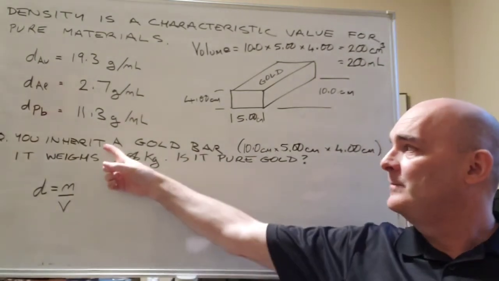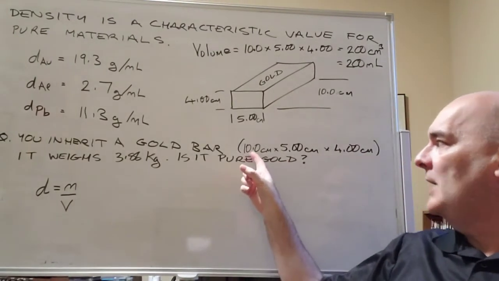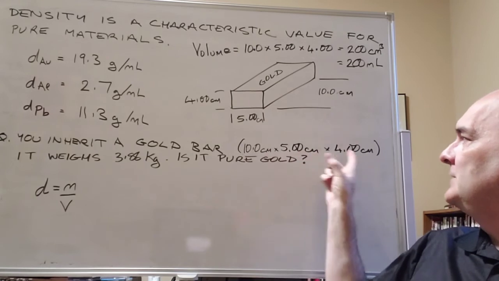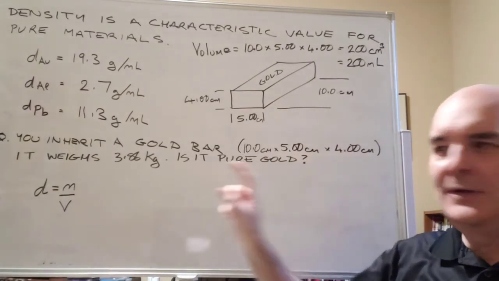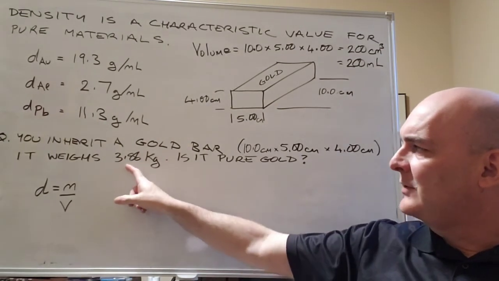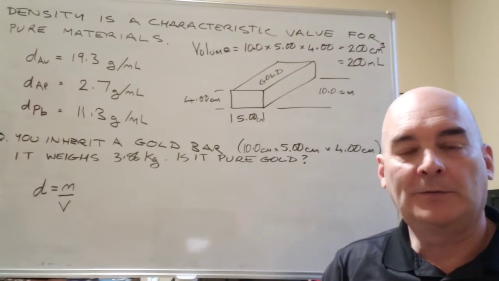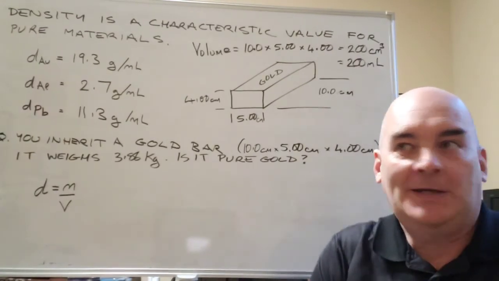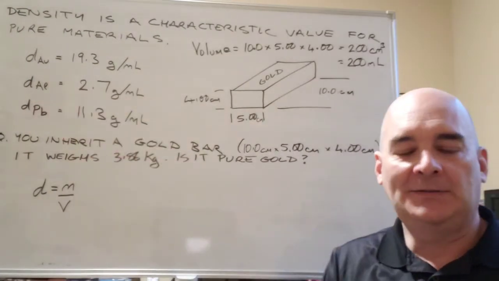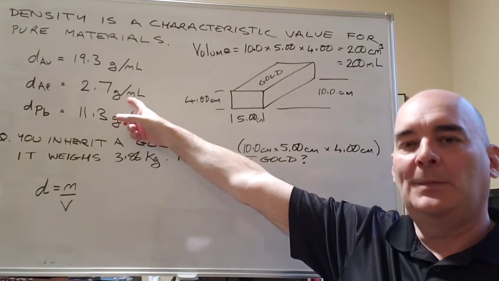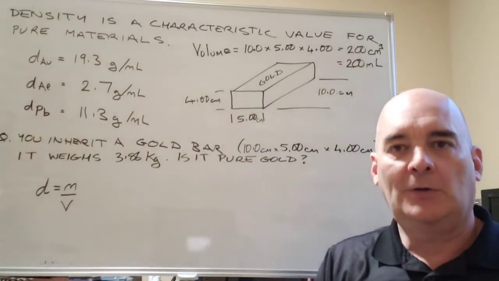So here's a question. You've inherited a gold bar. It has dimensions of 10 centimeters by 5 centimeters by 4 centimeters. Notice that each of those numbers has 3 significant figures. And it weighs 3.86 kilograms. Is it pure gold? Or is it a fake? Could it be a lead bar that's just gold plated? Could it be an aluminum bar that is just painted to be a gold color? Or is it really pure gold?